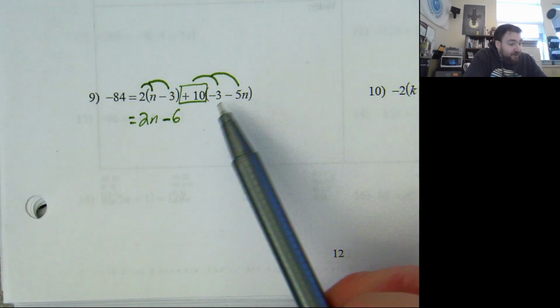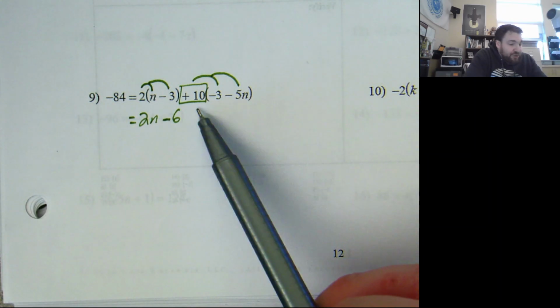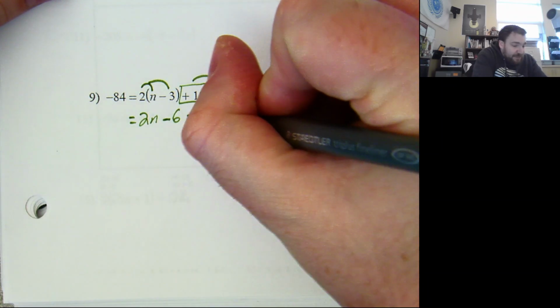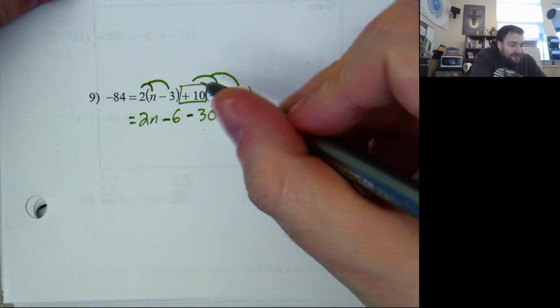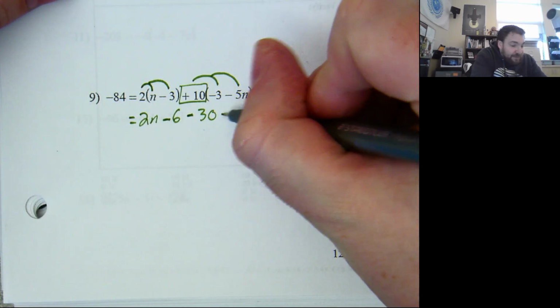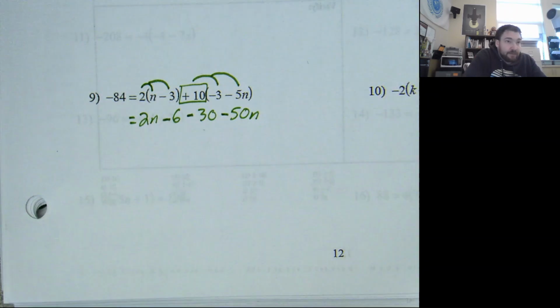And we need to distribute that onto both these pieces here too. So 10 times negative 3 is going to be negative 30. And 10 times negative 5n is going to be negative 50n.